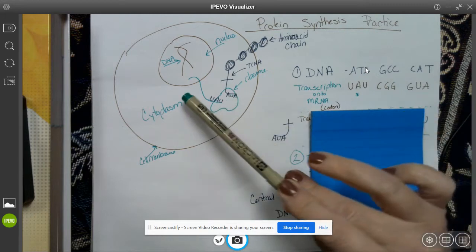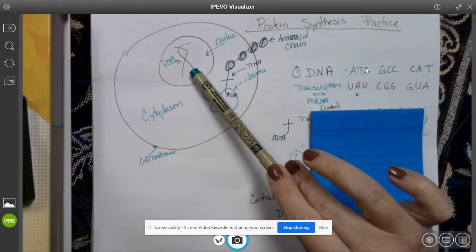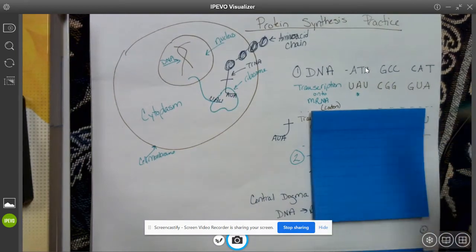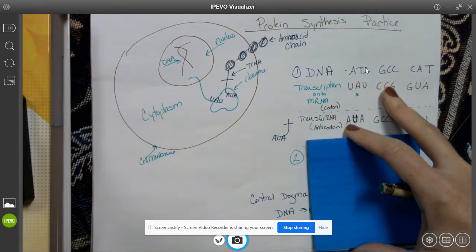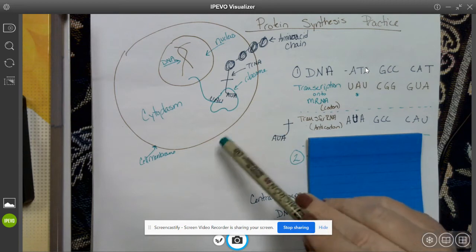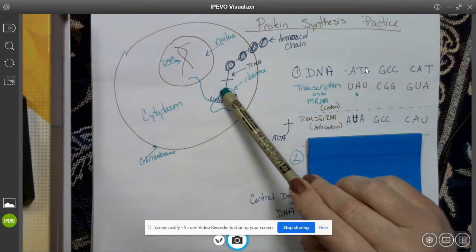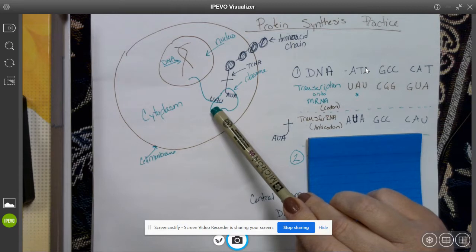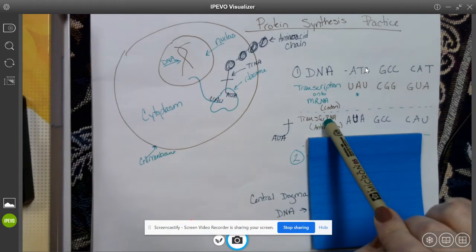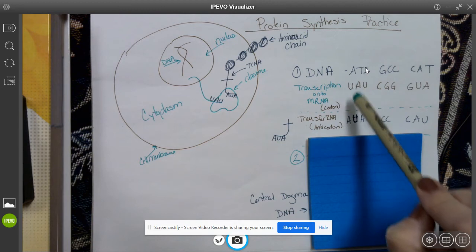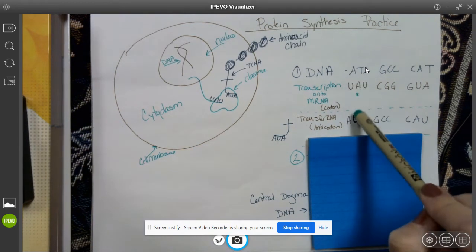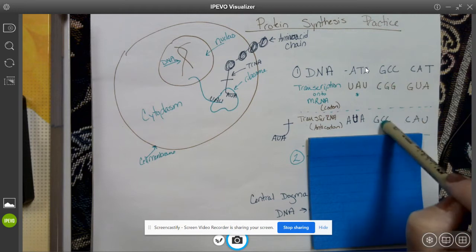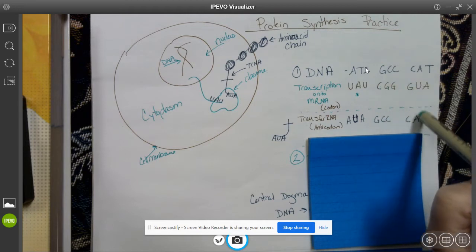This messenger RNA is single-stranded. It can sneak out of the nucleus and go find itself a ribosome. And when it finds a ribosome, the anticodon carried on the transfer RNA is going to pair up with the codon on the messenger RNA. So for the transfer RNA, U is going to match up with an A, A with a U, U with an A, C goes to G, G to C, C, C, A, and U.